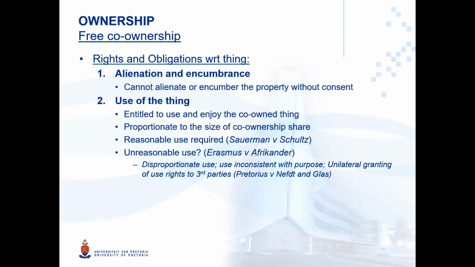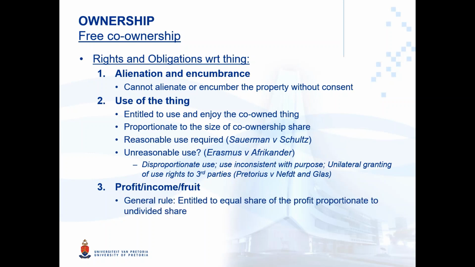All right. So then let's move on to the entitlement to profit, income, and fruit of the co-owned property. The general rule is that the co-owners are entitled to an equal share of any profit, fruit, or income made from the property proportionate to their undivided share, even where one co-owner labored alone. Also, I want to refer you back to the obiter remarks that were made in the Erasmus case regarding the profits that can be shared.